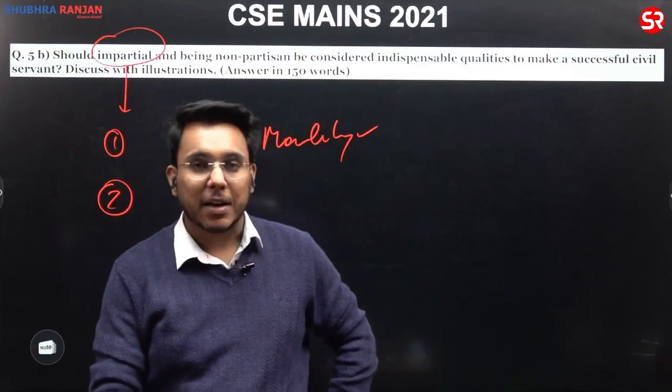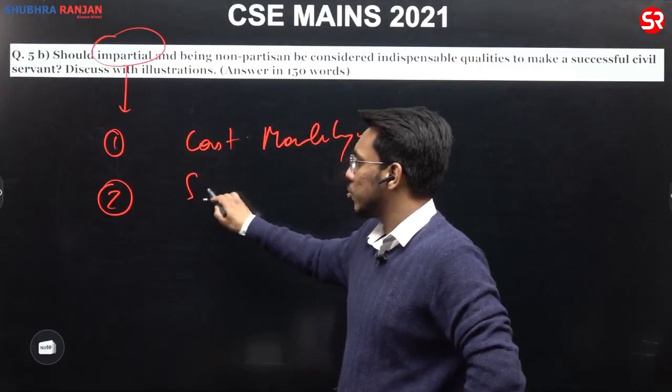Second, impartiality is needed to build social capital.